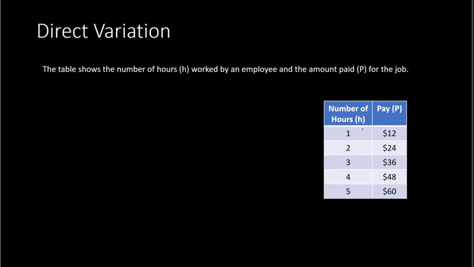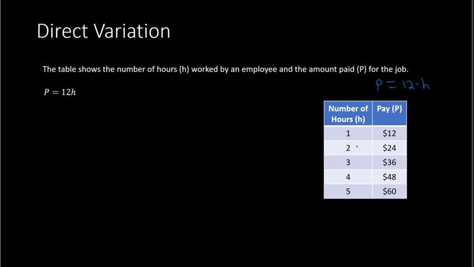Notice the relationship between the number of hours and the pay. What I'm doing is I'm taking the hours and multiplying by 12. Right? 1 times 12 is 12, 2 times 12 is 24, 3 times 12 is 36, and etc. So the pay is equal to 12 times the number of hours that the person works. So 12 times H for hours. So my equation is P equals 12 times H, or more simply written, P equals 12H. Okay, so this is an equation I can use to represent the table.